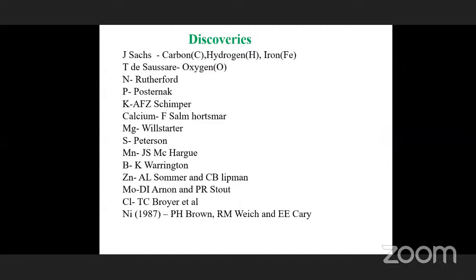Next, discoveries. First is Hassenfratz. He discovered carbon, hydrogen, and iron. Then Theodore de Saussure discovered oxygen. Just remember, saucer, oxygen, sauce, oxygen. Then nitrogen, Rutherford. P for Pasternak, PP. So Pasternak you can remember. And K, Schimper. AFZ, Schimper. Calcium, Sam, Hotspur. See, what did Sam do? सैम ने Calcium tablets खाया. उसके बाद वो hot और smart बन गया. So you can remember like this.